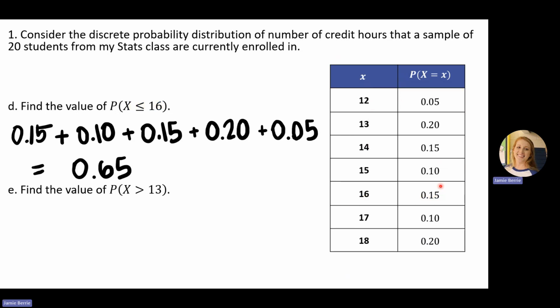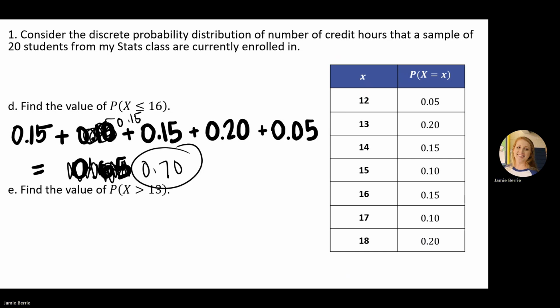All right, so you can see I had this written from before. So that'd be 0.15. This one should also be 0.15 as well, which makes that 0.70. All right, so you're just adding up all those probabilities from the table.